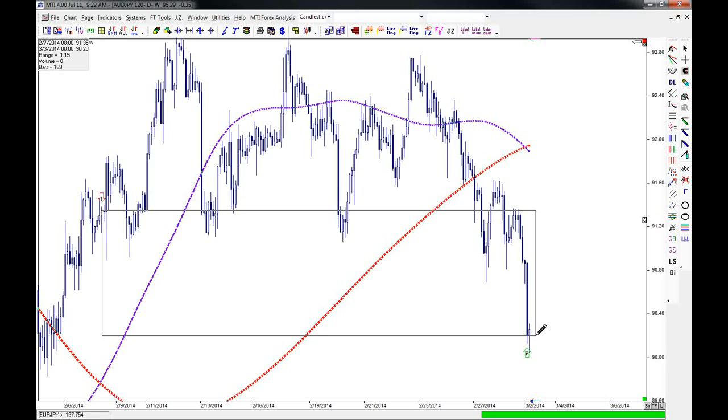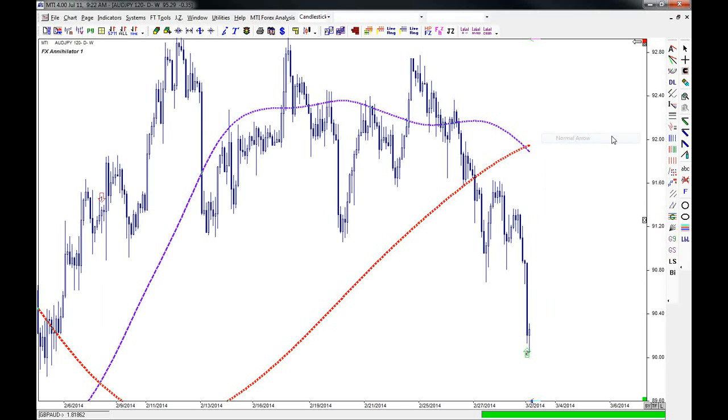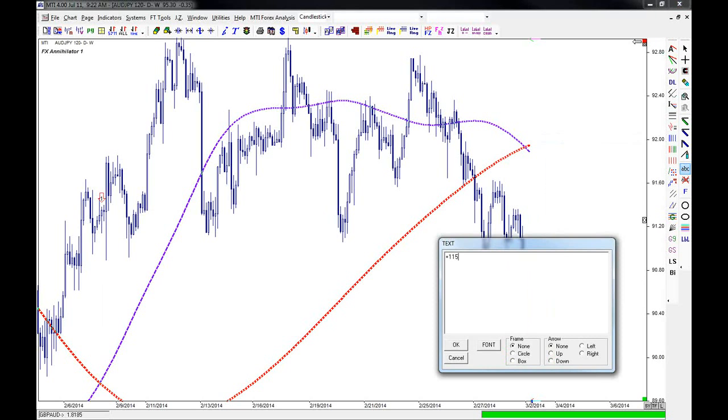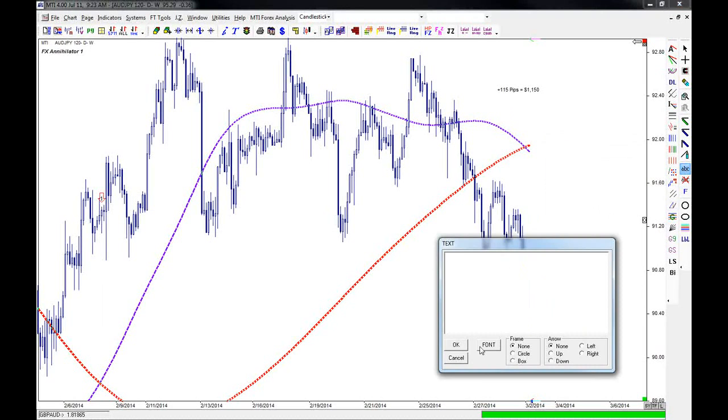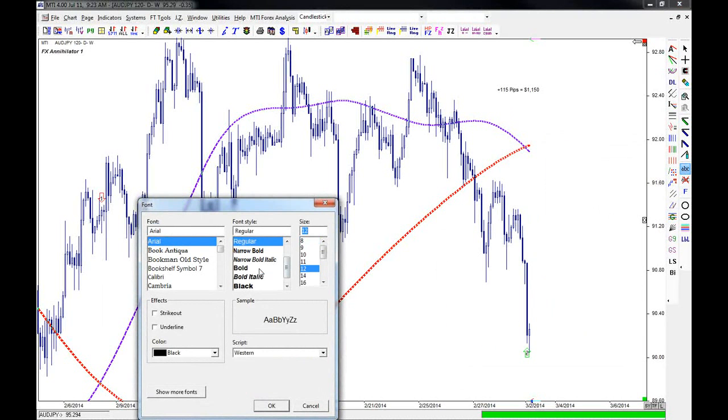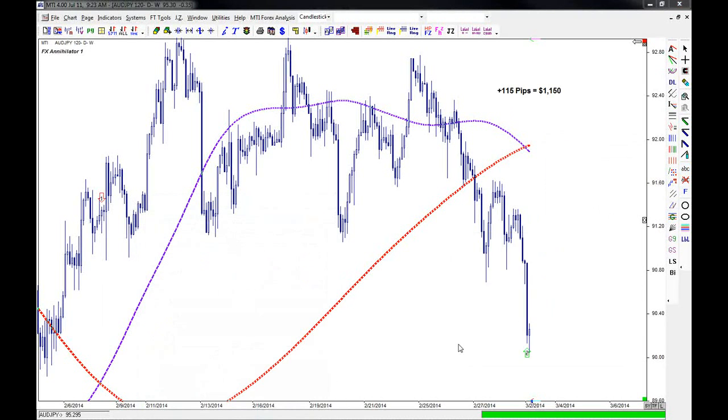How many pips is that? Who can tell me? 115 pips. All right, so you're at 115 pips, or 1,150 US dollars. Boom. Let me go ahead and just change this font up real quick so we can see it a little bit better. All right, perfect. So we're at 115 pips. So who can tell me what we're going to be doing now?